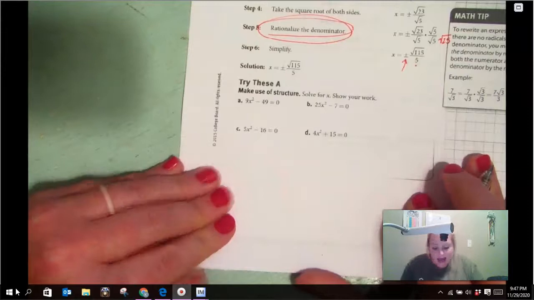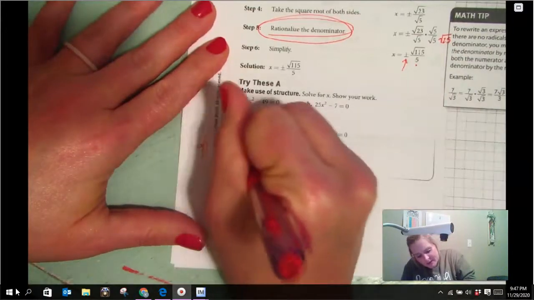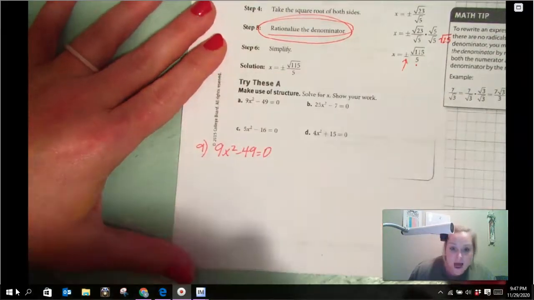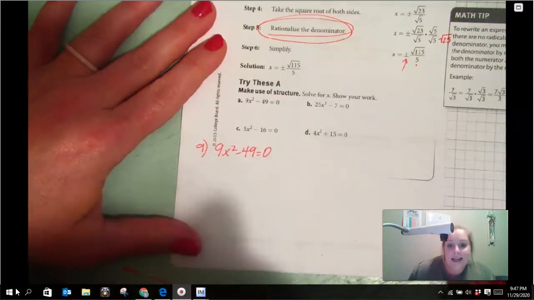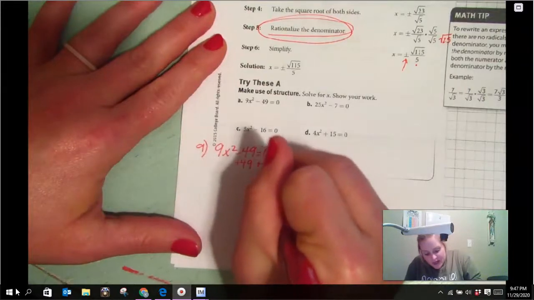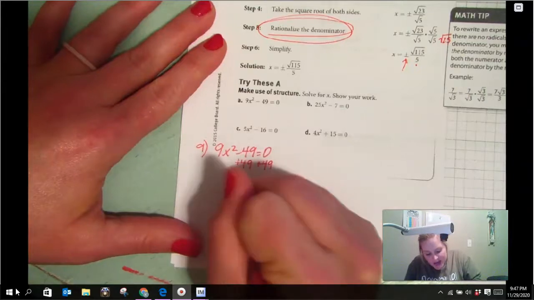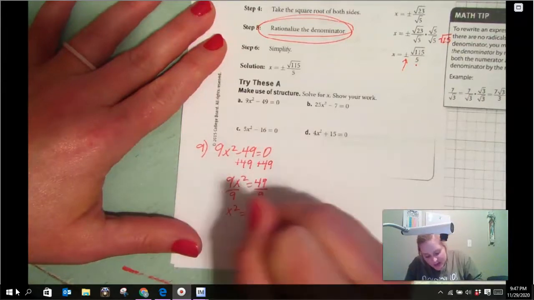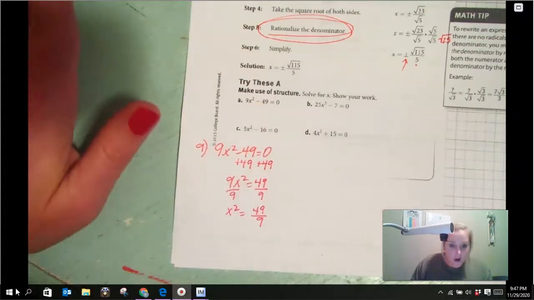If we look at A, right there, you've got 9x squared minus 49 equals 0. With this, it doesn't matter if you have like terms or not. It's not going to matter. You're simply just isolating x. So I'm going to add 49. 9x squared equals 49. I'm going to divide by 9. x squared equals 49 divided by 9. I'm leaving it like that. Don't give me the decimal.